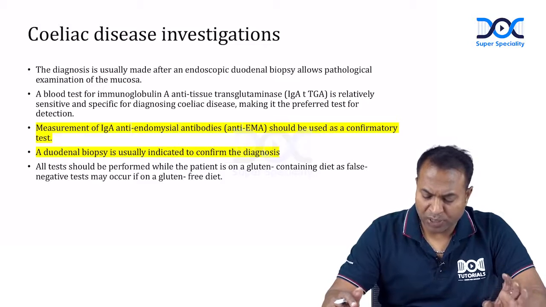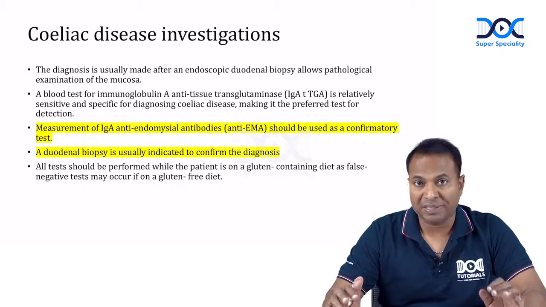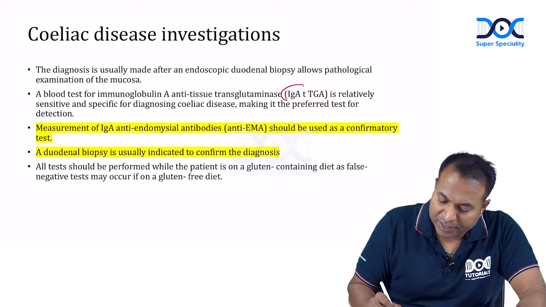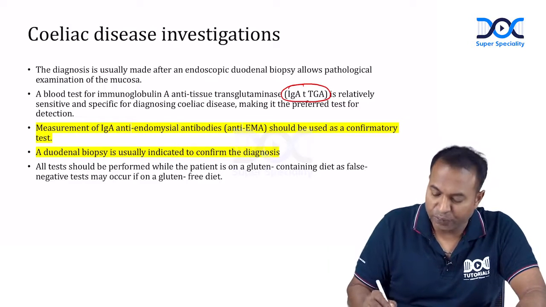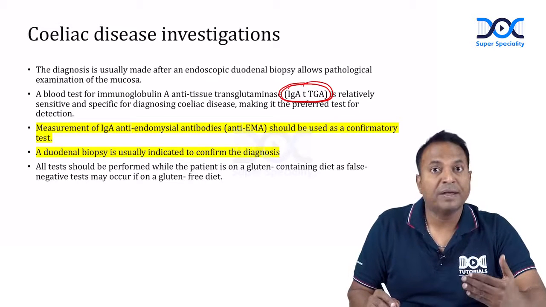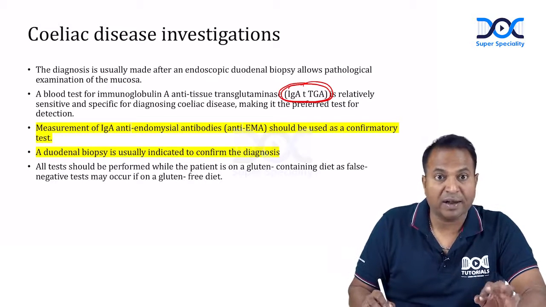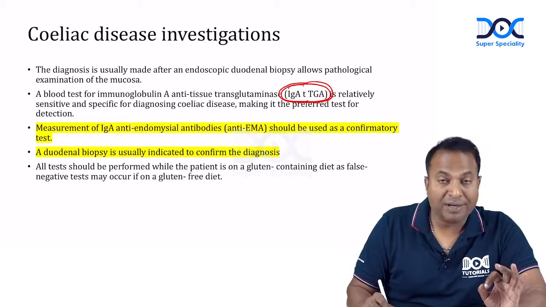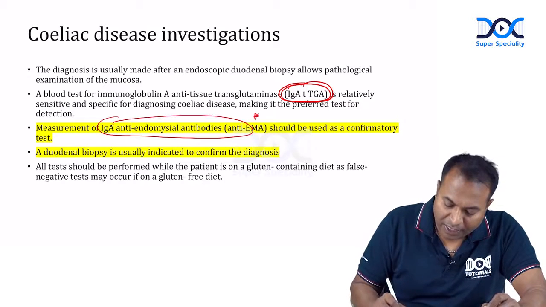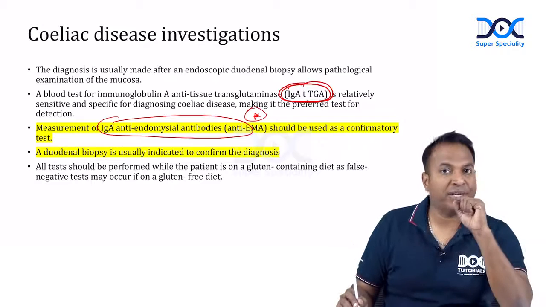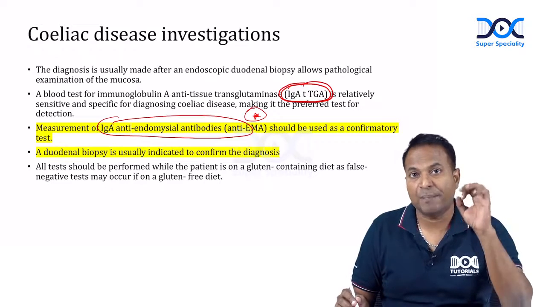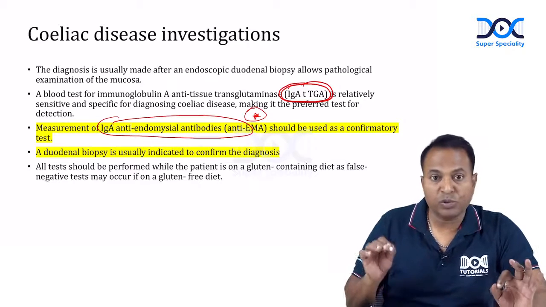The diagnosis is usually made on endoscopic duodenal biopsy, allowing pathological examination of the mucosa. A blood test for immunoglobulin A, IgA anti-tissue transglutaminase, is a relatively sensitive and specific tool for diagnosing celiac disease. It is the preferred test for detection. But once you do tissue transglutaminase, we should confirm it with anti-endomysial antibody. Both are positive, but anti-endomysial is the confirmatory test. A duodenal biopsy is used to confirm the diagnosis.